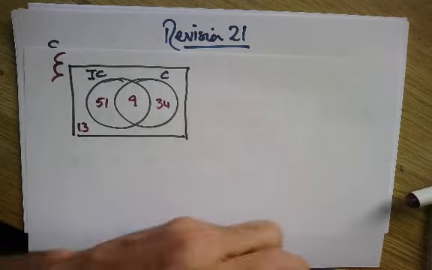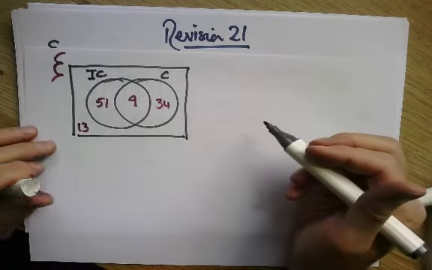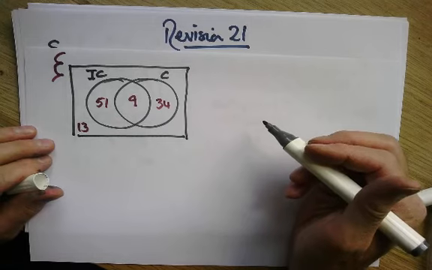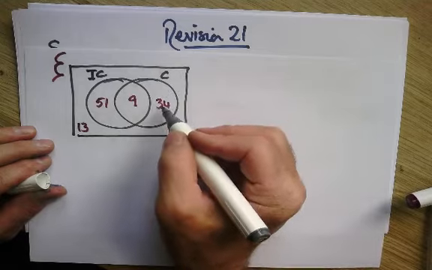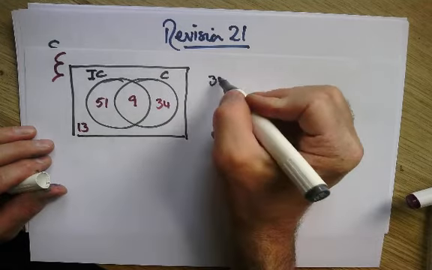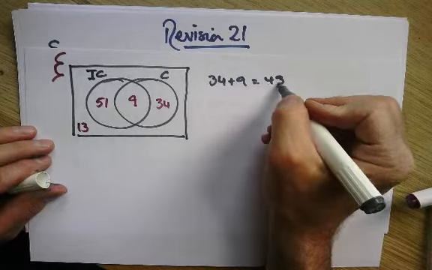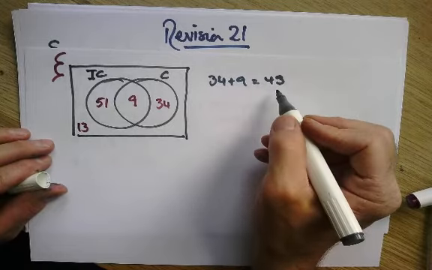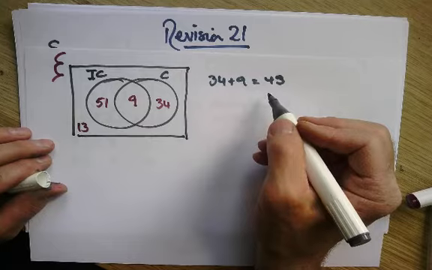So with probability, the language is a thing that stumbles for people, and you've got to just get used to that language. At a wedding, the guests have ice cream or custard with their dessert. The Venn diagram shows the information about the choices the guests made. How many guests had custard? Well, that's just 34 plus the 9, because you've got to include those. They also had it, the greedy little blighters. So that is 43.